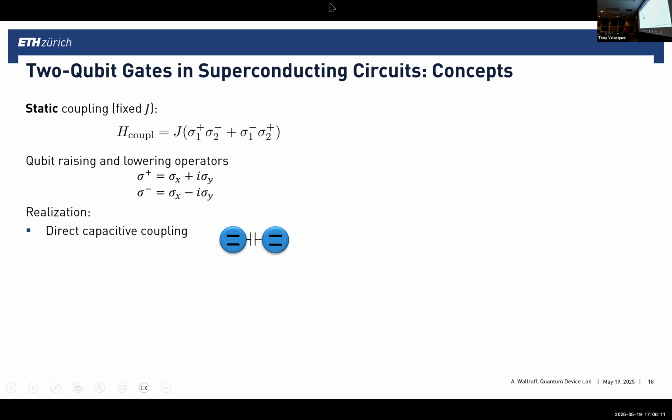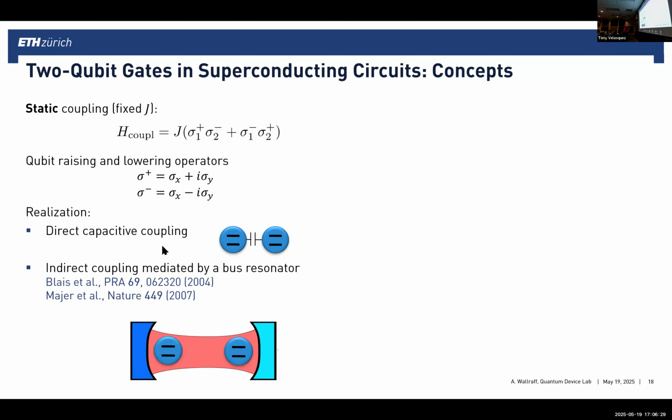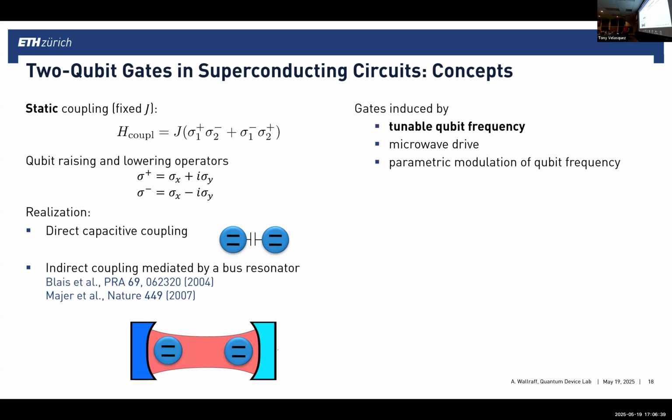And so the question is, how can you realize this coupling that gives rise to the 2 qubits exchanging states between each other? You could either directly capacitively couple the qubits to each other, so 2 transmon qubits with a capacitor between them. Or you could, for example, couple both of your transmon qubits to a resonator or resonant mode, and have the resonant mode mediate the coupling between the 2 qubits.